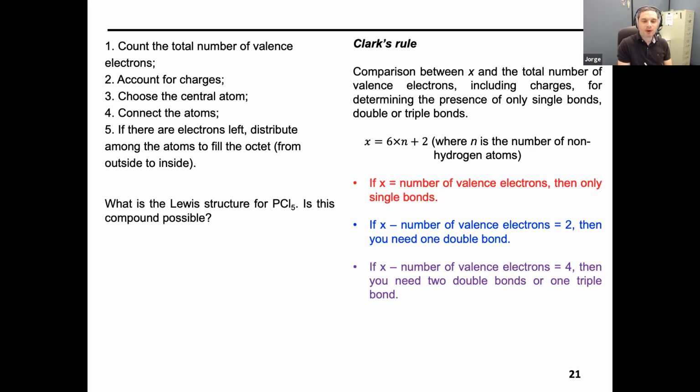Okay, so let's try to draw the structure of phosphorus pentachloride. Let's see if this structure is possible and see if we have any problems with this compound. So we have here PCl5, no charge. The first step is always to count the number of valence electrons.